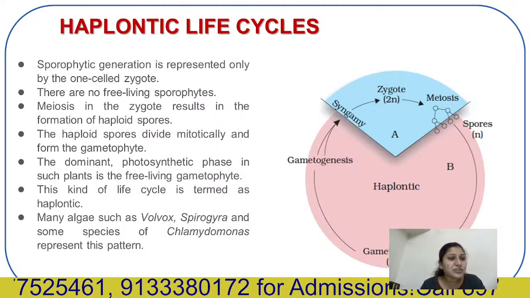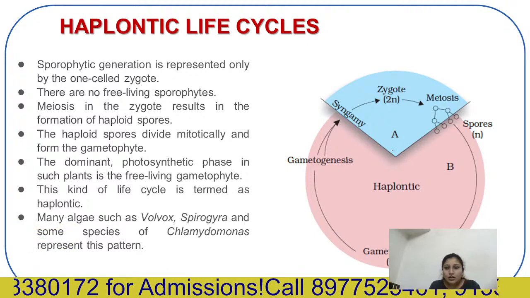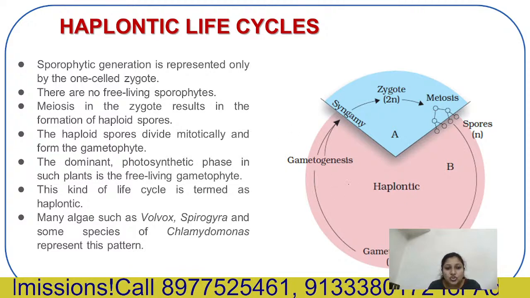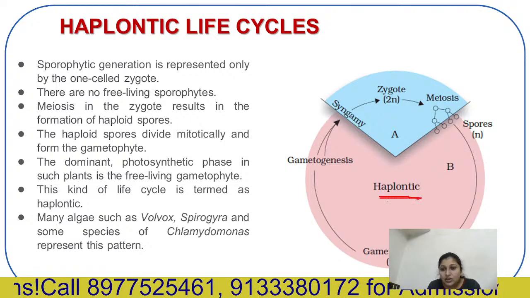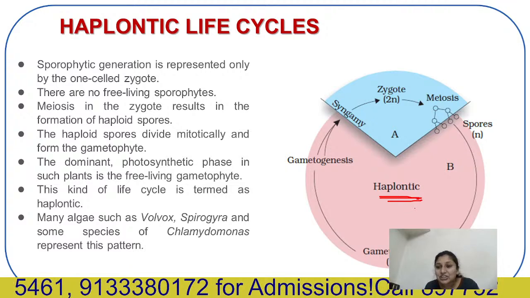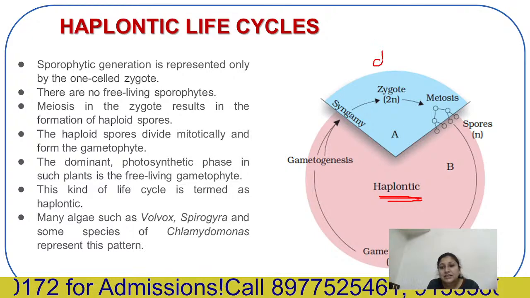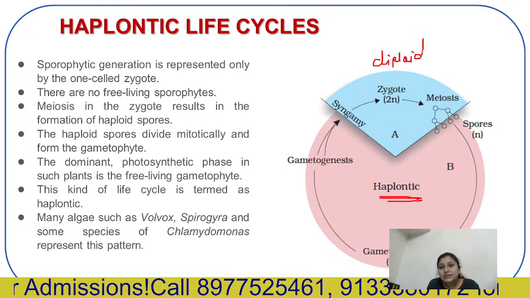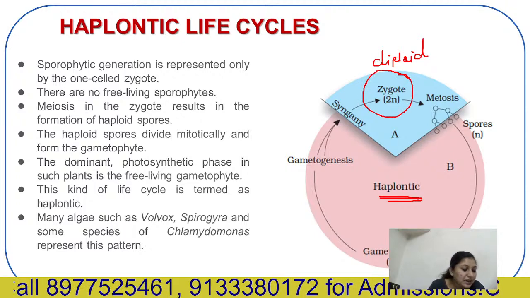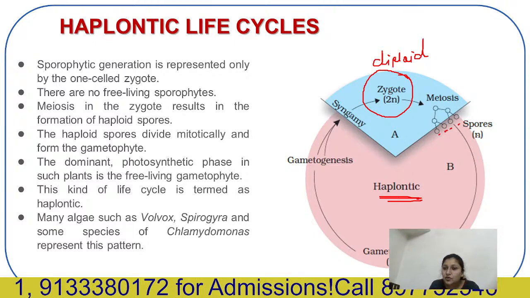Then the haplontic life cycle. Look here. During the haplontic life cycle, the main or dominant stage is haploid. That means the n or gametophytic stage is dominating. The diploid stage is only till the zygote. Immediately after zygote formation, it will undergo meiosis to give rise to four spores.